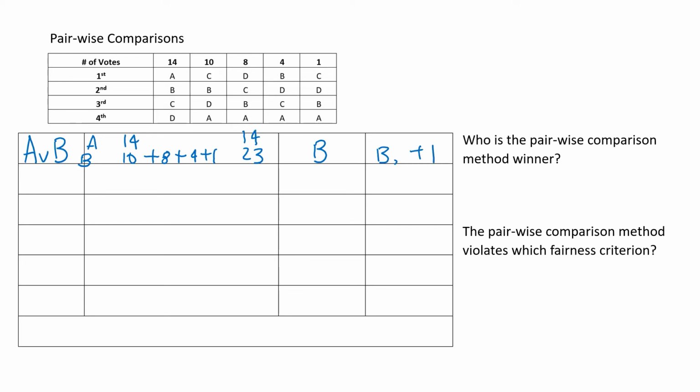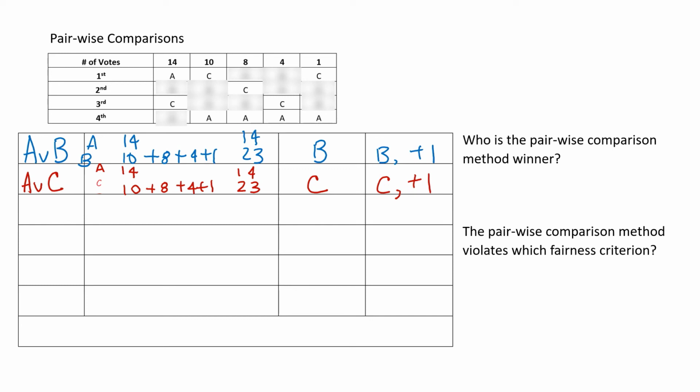Let's do the next competition, A versus C. A and C. On the first ballot, A wins, gets 14. On the remaining 4 ballots, A loses, it's in the last place, so C will get 10, plus 8, plus 4, plus 1. So the competition is 14 to 23. C wins, so C gets a point.